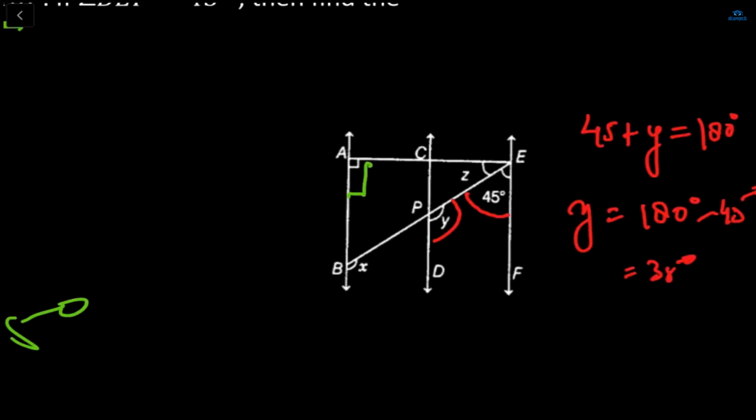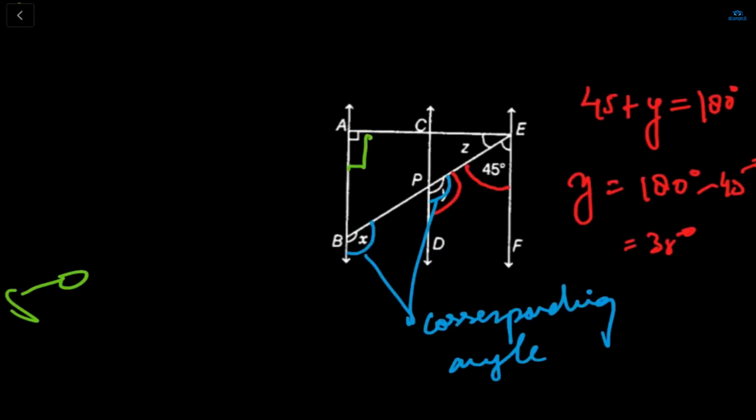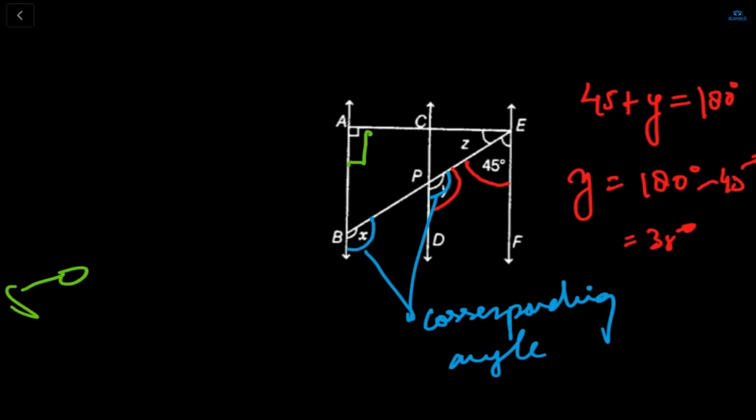Now x, you can see here, if CD is parallel to AB, that means this angle, again I'm marking a different color, this angle will be equal to this angle. What are these? Corresponding angles. So from the corresponding angles axiom, these two angles are equal. Now you are remaining with z. Again with z, we are using the same concept that we have used for y.